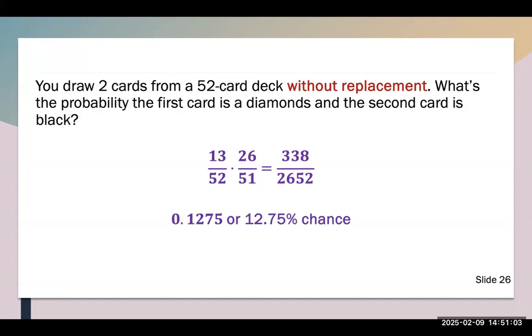If I asked you what's the probability the second card is red, then it would be 25 over 51. But I took a diamonds card. This is asking for a black card, and diamonds are not black. So that's why it's 26 out of 51, sorry. So 13 times 26 is 338. 52 times 51 is 2652. There's about a 12.75% chance that this would occur.